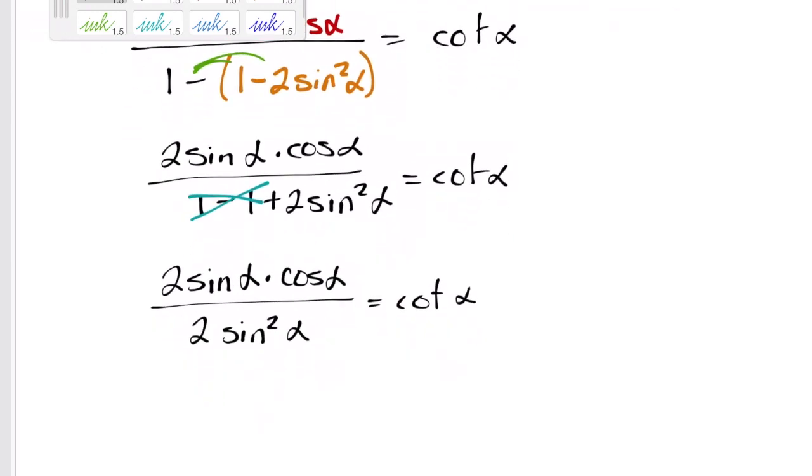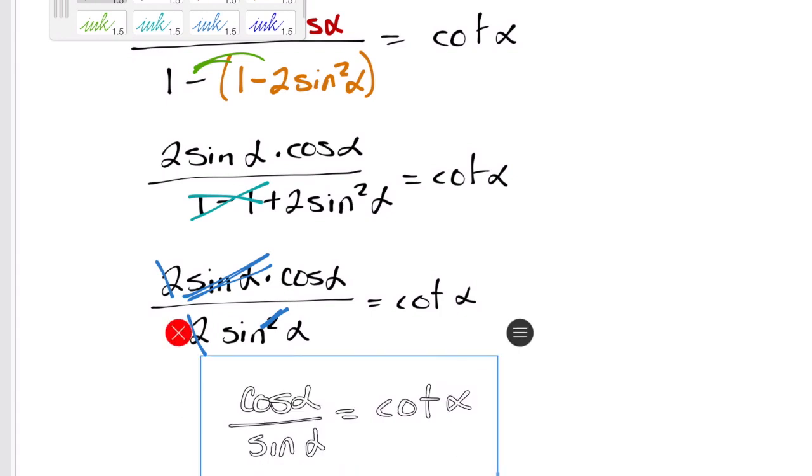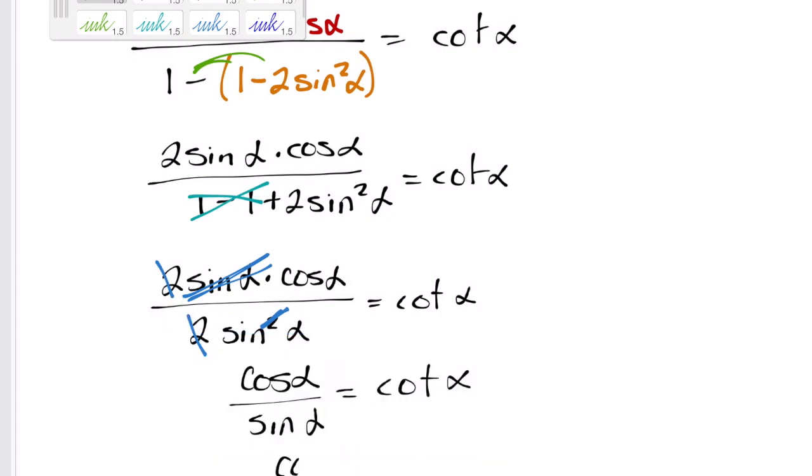Next, I have the 2 on the outside on top and bottom, so I can cancel out those 2 since everything's multiplying. Also, I technically have 2 sines on the bottom with that sine squared, so I can cancel one of those out with a sine that's multiplying on top, leaving me with just cosine of my angle over sine of my angle, which is the same as cotangent of the angle. So my last step is just to write that those are the same there. You want to make sure that you show as many steps as possible so that people can see what your thought process is.